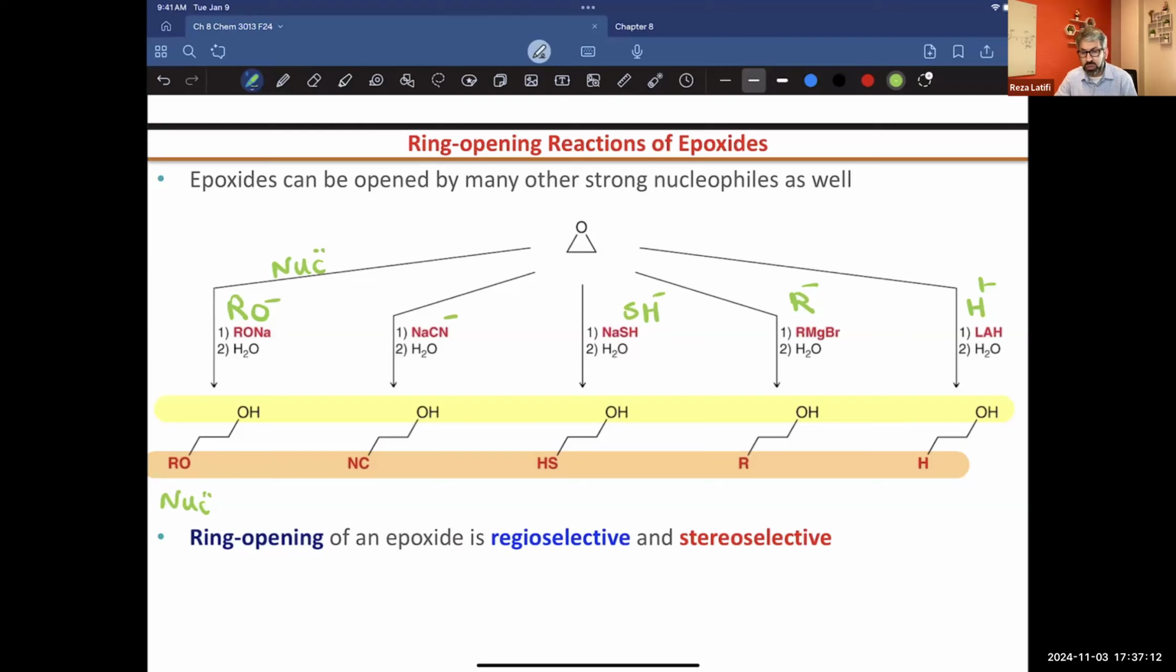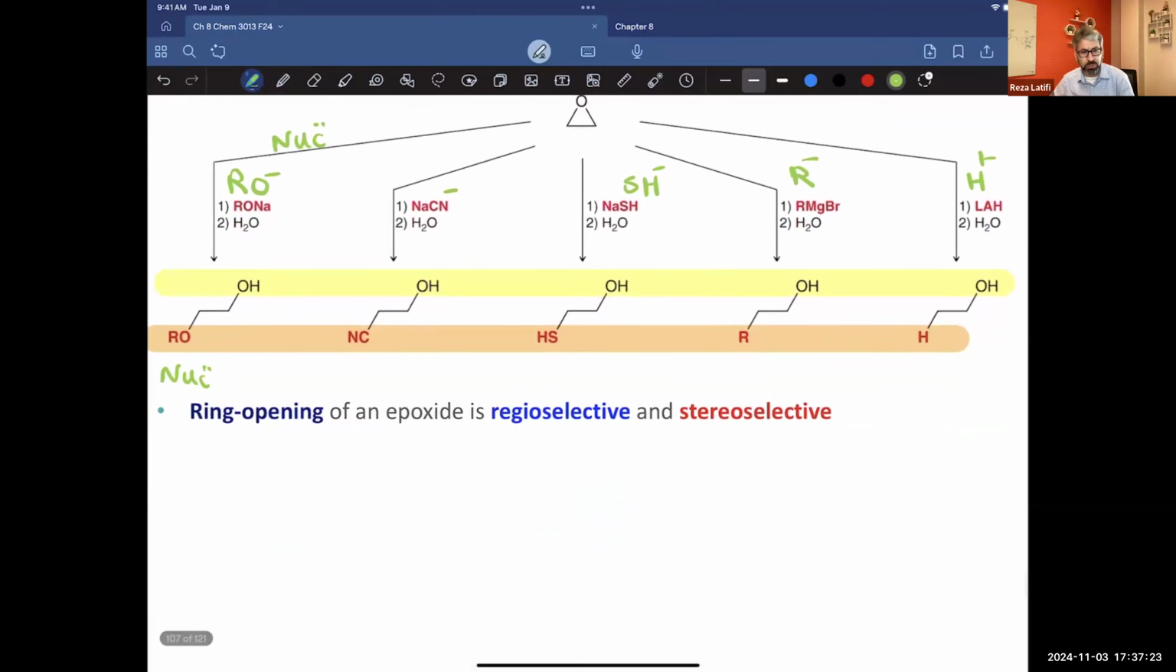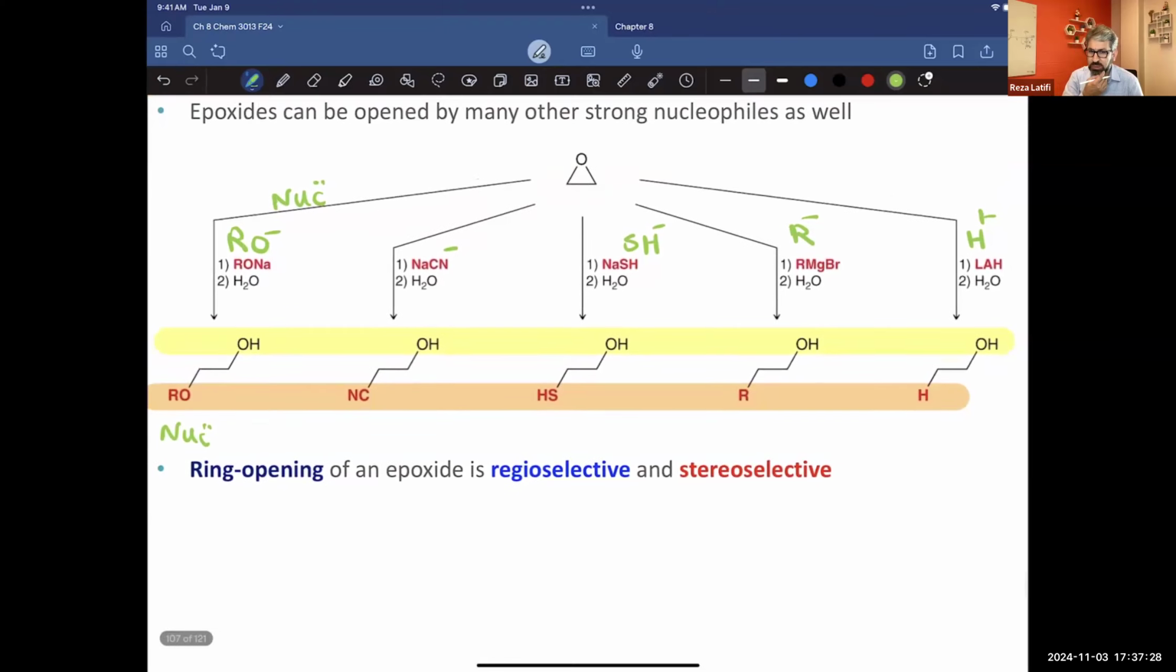So epoxides are really good precursor compounds to get different organic products. We say the ring opening is regioselective. What does it mean? It means that because the ring opening is an SN2 reaction, the SN2 attack will happen on the carbon with less steric effect. That means the OH or the alcohol will show up on the carbon with more substituents.